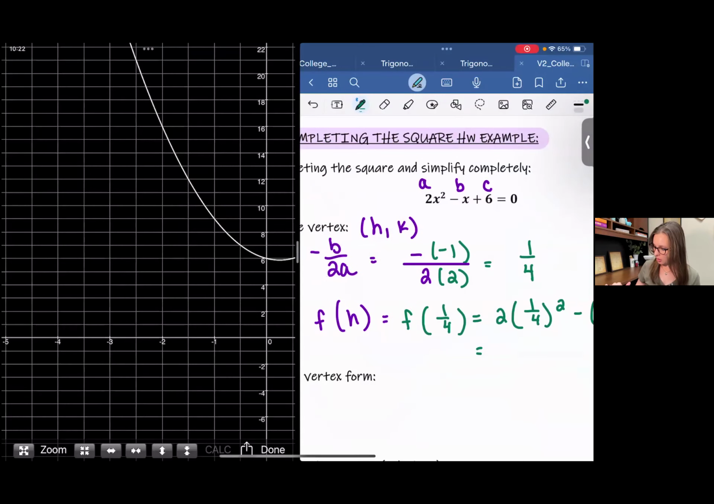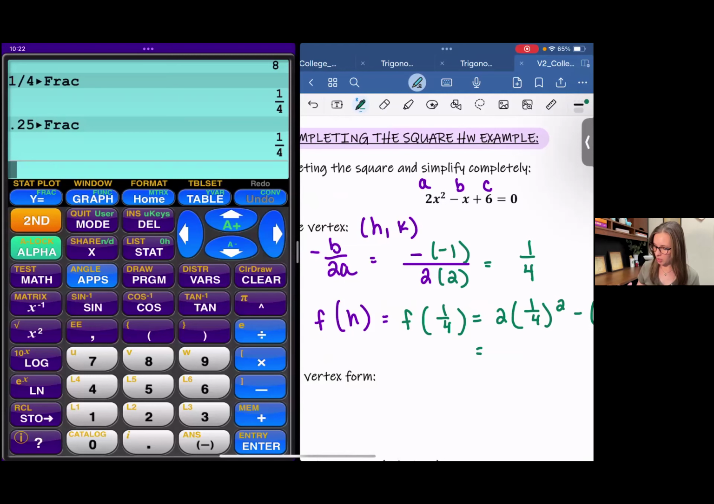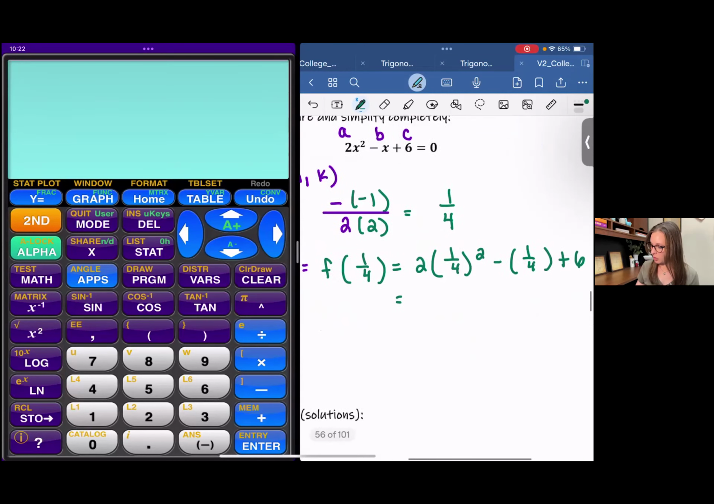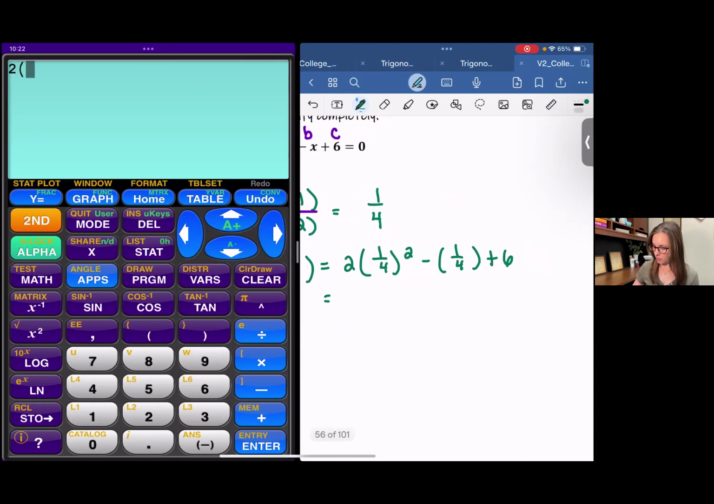So I'm going to go over here, get back to my home screen. Whoops. And I'm going to type that in. 2 times 1/4 squared minus 1/4 plus 6. And notice that I put the fraction in parentheses to show my calculator that this is a fraction. If you have a fraction template, then you can use that, but I'm old school. I do it with parentheses. So it gives me a decimal answer, which is fine.